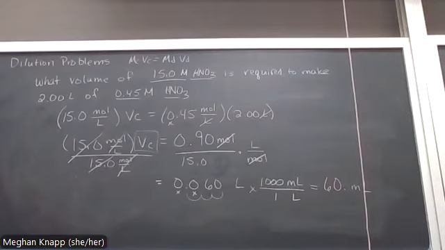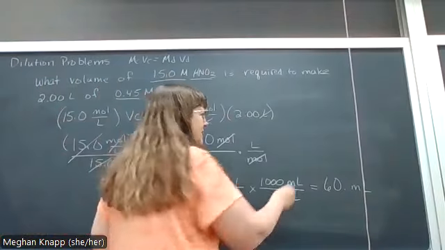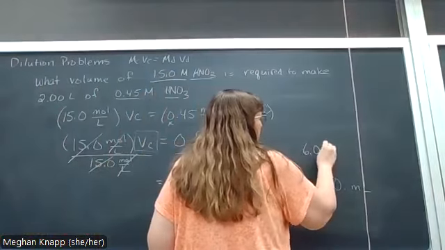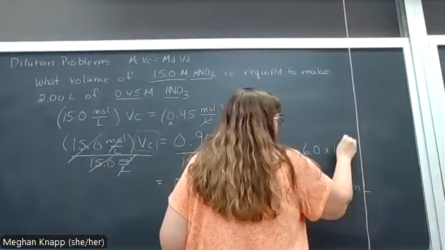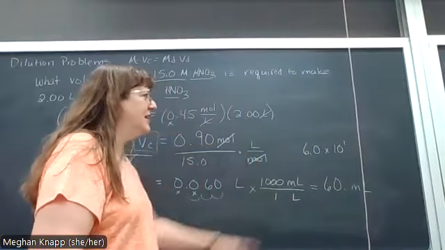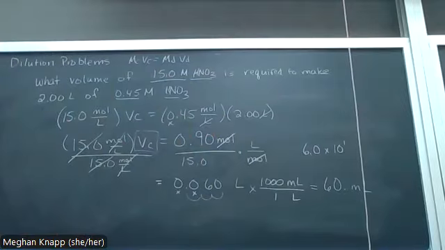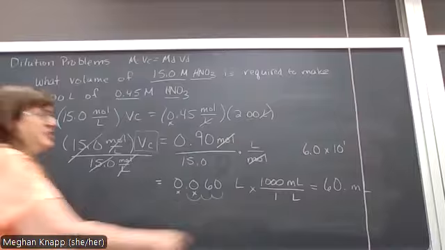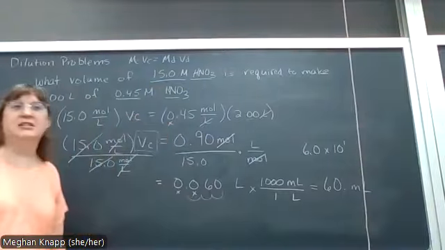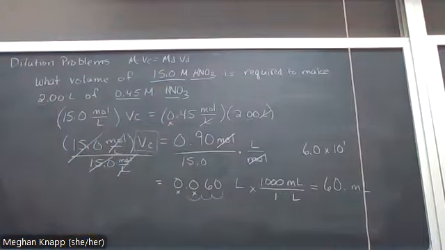Now, if you have Dr. Hamilton next semester, he kind of likes putting things in scientific notation. I hate looking at scientific notation if I don't have to, but if you want it in scientific notation, you could say 6.0 times 10 to the 1, which is like saying 6 times 10 is 60. But I think that's kind of silly. And that way it's very clear that this 0 is significant because it's after the decimal. Okay, let's try it in a different direction.